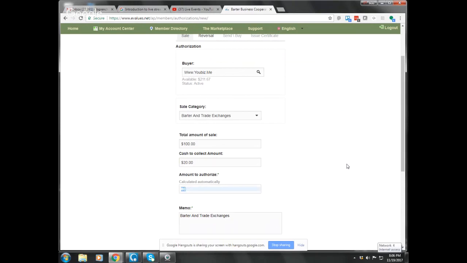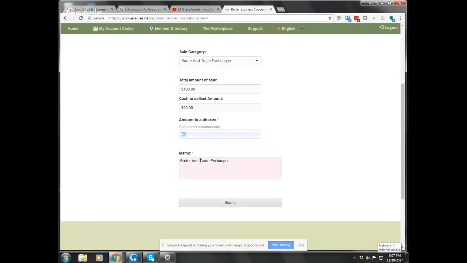Now, this amount is actually only a function to calculate transaction fees on this trade transaction. As you see, the third field is amount to authorize. It is calculated automatically. So if we are collecting $20, whether that be a cash put in PayPal or some other means of collecting a cash amount, we are only moving $80 of the total amount of the sale out of the trade account, in this case from the buyer UBizme, and our demo account.